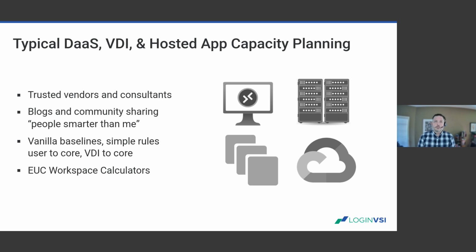There used to be lots of simple rules around user to core ratios, VDI to core, vCPU to core. Those are things I've used in my career as well, and they were helpful at that time. And there are EUC calculators, a lot of free ones, and even vendors have them. You just punch in your information, and it outputs: you need this much compute, this much storage, this much memory. It makes for a great starting point, but may not tell the whole story.